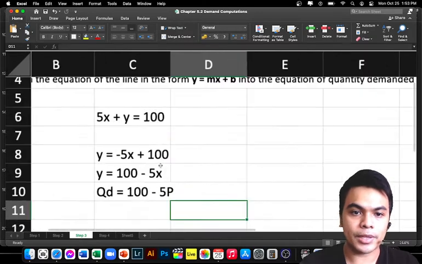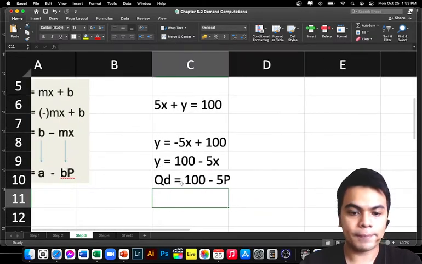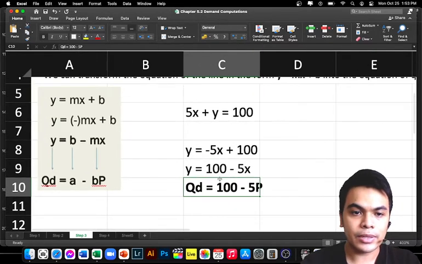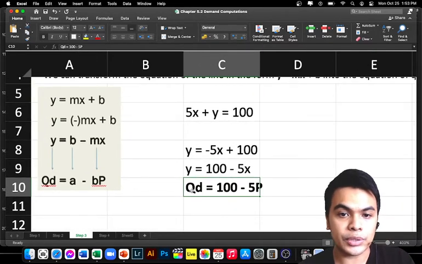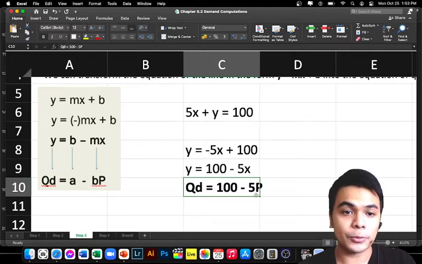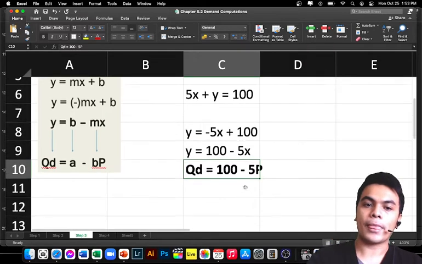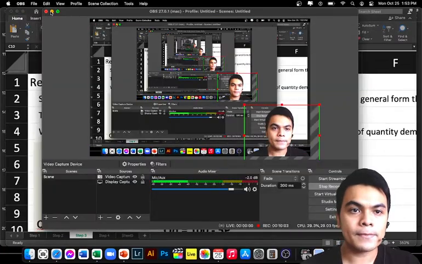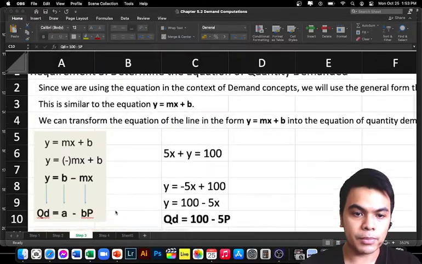So this is now our quantity demand equation. Again, repeat ko lang, it is very similar to our y-intercept form. We only change y into QD and x into P, the price. So we can move on now to our next step, step number 4.